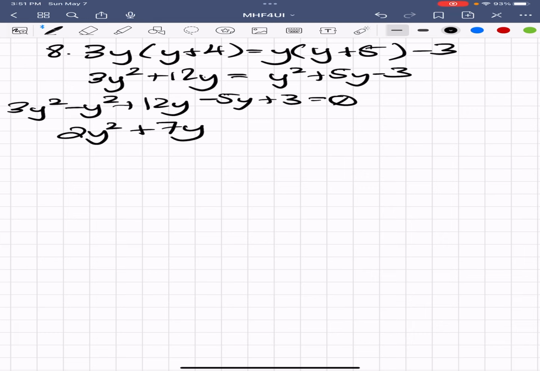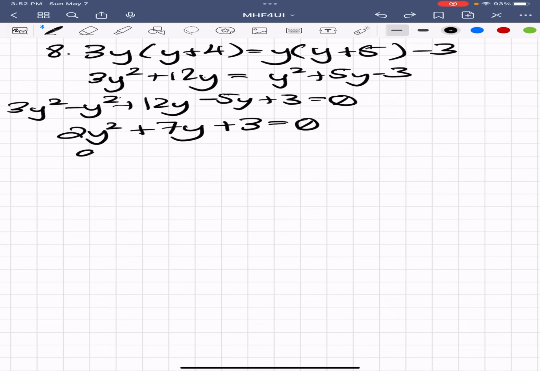Sorry about the vacuum noises. Okay, so 3y minus y squared, 3 minus 1 equals 2y squared, 12y minus 5y, 12 minus 5 equals 7y, and 3, there's no other number here that doesn't have a variable that can go with 3, so it's just positive 3 when you bring it down.